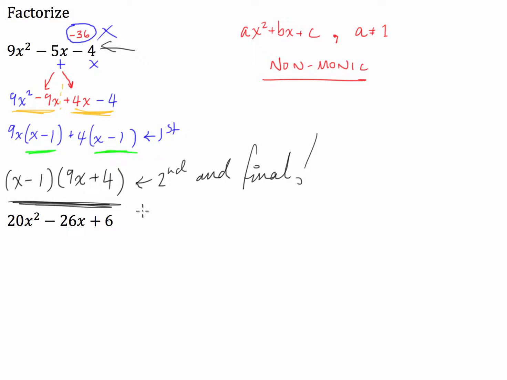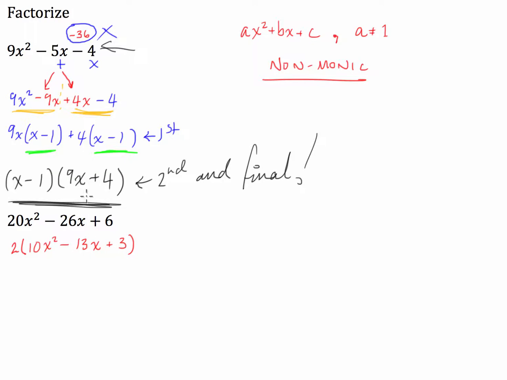Okay, so let's go about factorizing the second one. Now, with the second one, like we said in this first one, the first step is to see if there are any common factors with the three coefficients, and there are in this case, 2. So we're going to factorize the entire thing by 2. 10x squared minus 13x plus 3.